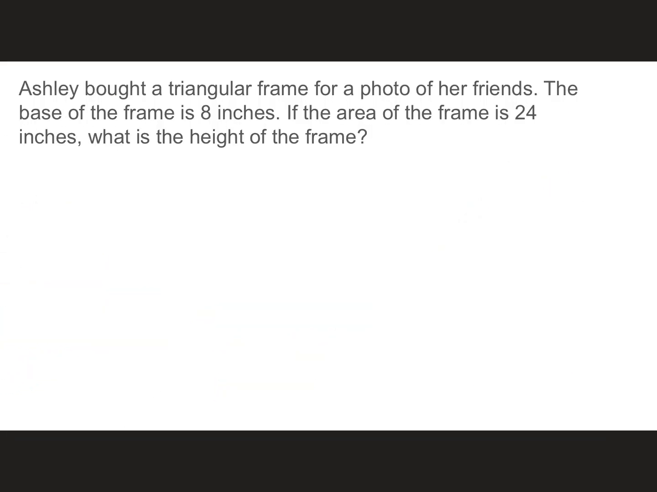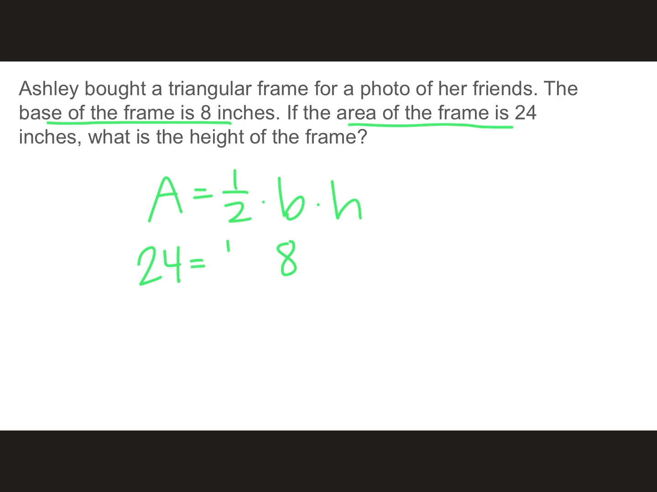Okay, last problem here. Ashley bought a triangular frame for a photo of her friends. The base of the frame is 8 inches. If the area of the frame is 24 inches, what is the height? Okay, so triangle, I'm going to start by writing down my formula. Area equals 1/2 times base times height. Now I'm going to plug in what I know. So this is saying the base of the frame is 8. So in place of the B, I'm going to plug in an 8. And the area is 24. So in place of A for area, I'm going to write down 24.